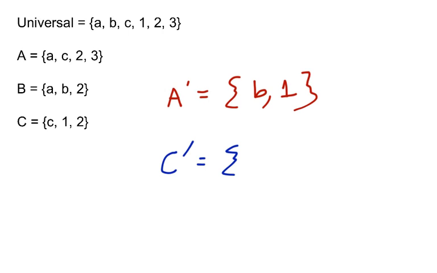So let's see. I want the stuff that's in the universal set that's outside of C. Well, A is outside of C, and B is outside of C. C is in there. 1 is in there, 2 is in there, and 3 is outside of C. So the things that are outside of C that are in the universal set are A, B, and 3. And that is C complement. Don't make that harder than it is.